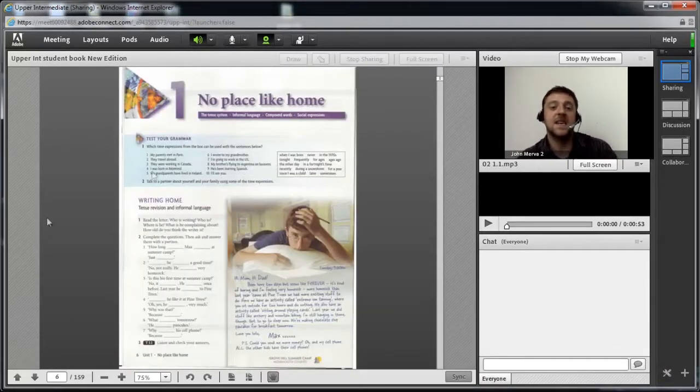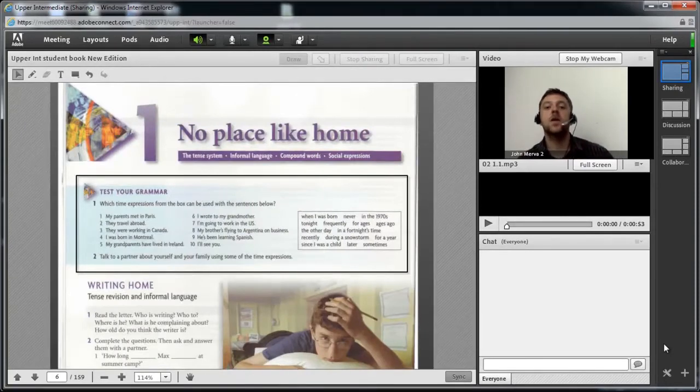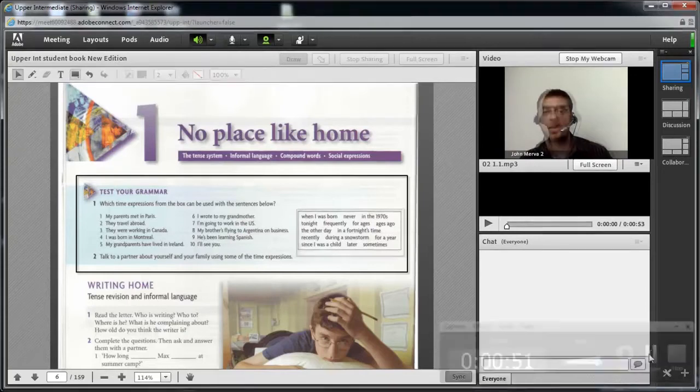So, here on page 6 is where we will start with Unit 1, and the first thing we're going to do is just a quick exercise to revise and to practice some of our tenses. As you can see, I've drawn a box around our first exercise of the new course, and on the left we have some sentences with verbs in some different tenses.